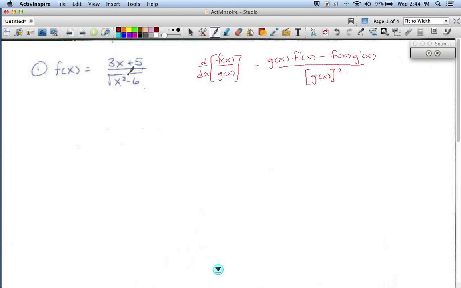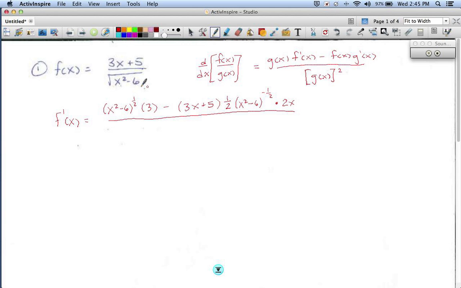Top and bottom, f and g. So f prime of x, remember notation, says g, which I'm going to write as an exponent. F prime is simply 3. G prime, now this one's a little more intense. It's got a power rule, 1/2 of x squared minus 6 drops to the negative 1/2, and a function inside, so chain rule says times 2x. And that is all over my denominator squared. Well, a square root squared is just the thing inside there, so x squared minus 6.